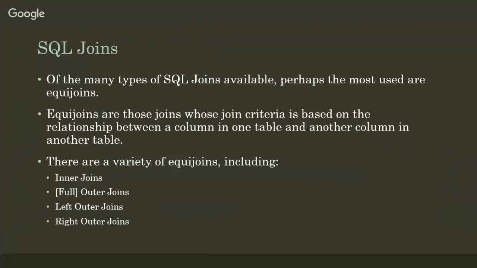Of the many types of SQL joins available, probably the most used are equijoins. Equijoins are those joins whose join criteria is based on the relationship between a column in one table and another column in another table. What I mean by join criteria will be explained slightly later. There are a variety of equijoins, including inner joins, outer joins, left outer joins, and right outer joins, and I'll go through those as we continue.